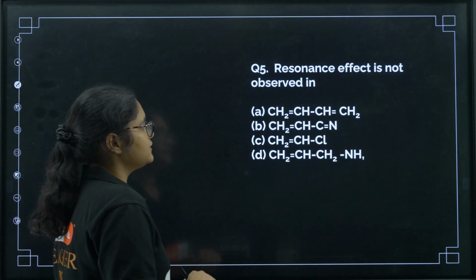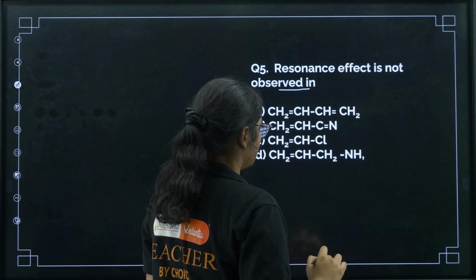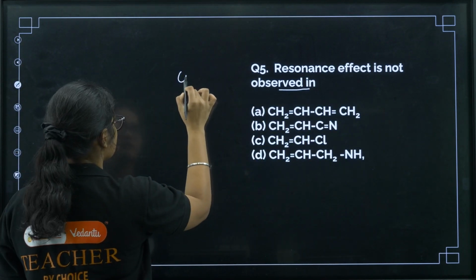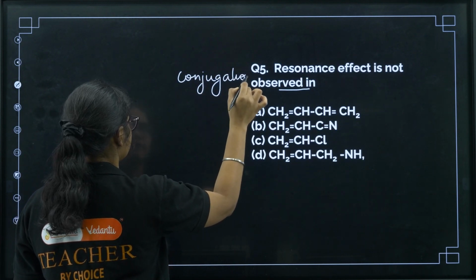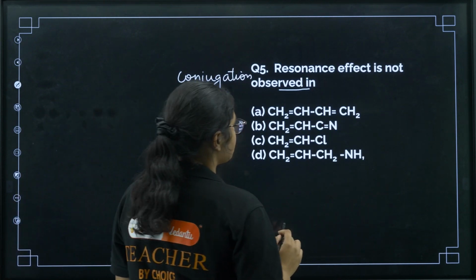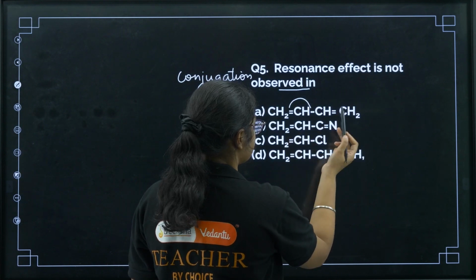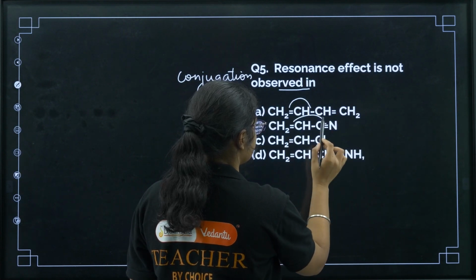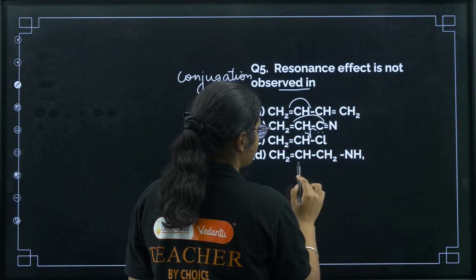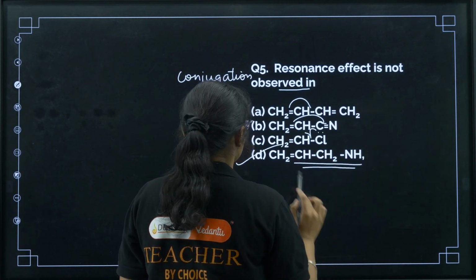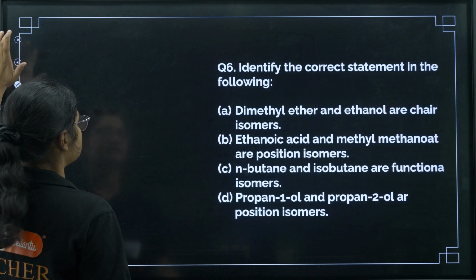Next, resonance effect is not observed in. So for resonance, what do we want? We want conjugation, right? So in which of the following do we have conjugation, you can see. So you can see that there is conjugation here. Okay, there is conjugation here also. There is a lone pair here, so here also conjugation is there, but here you cannot find any conjugation. Option number D is the correct answer here.